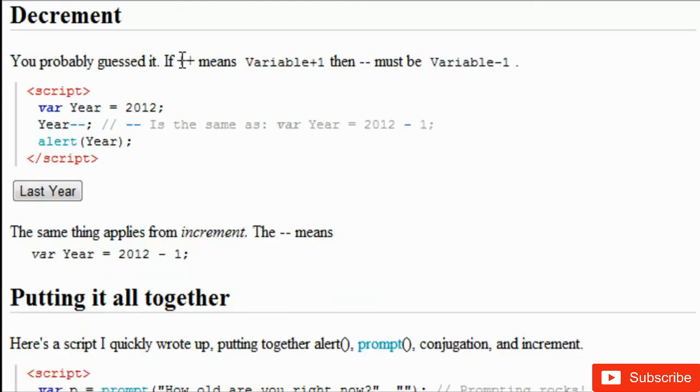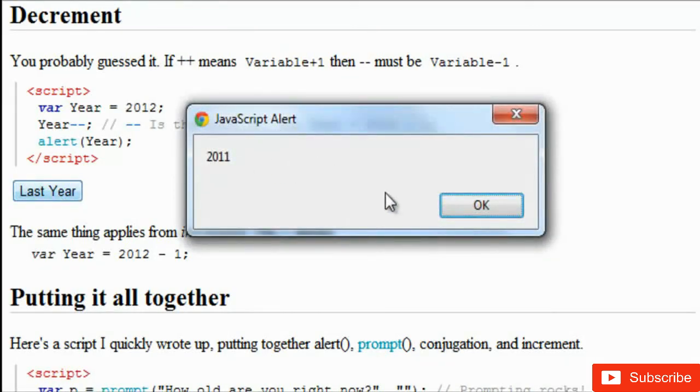With decrement, you probably guessed that if plus plus means variable plus 1, then minus minus must mean variable minus 1. So if we went year is equal to 2012, and then executed year minus minus, that is saying the exact same thing as year is equal to 2012 minus 1. So if we alerted ourselves with the current year now, instead of getting 2012, we should get 2011. And that's exactly what we got.